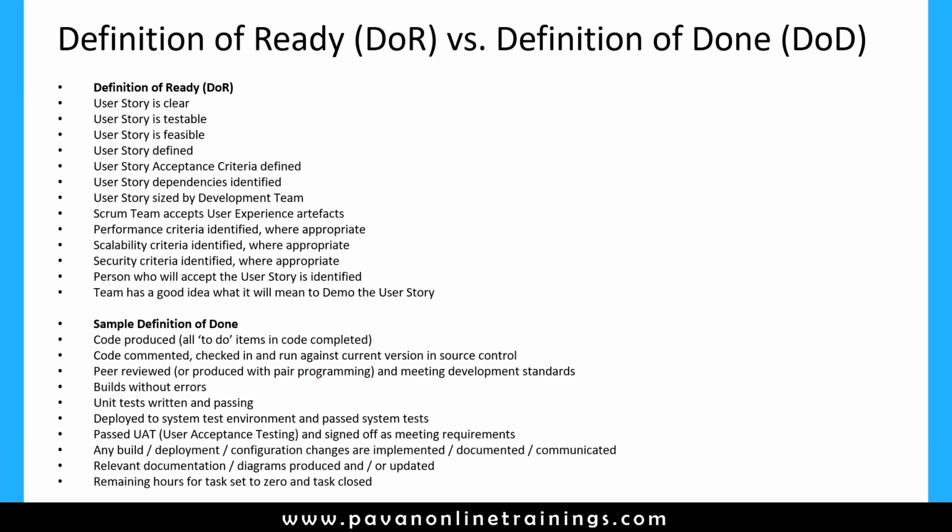When I say definition of ready, we need to have certain rules: the user story is clear, the user story is testable, the user story is feasible, the user story is defined, the user story acceptance criteria are defined, the user story dependencies are identified, and the user story is sized by the development team.